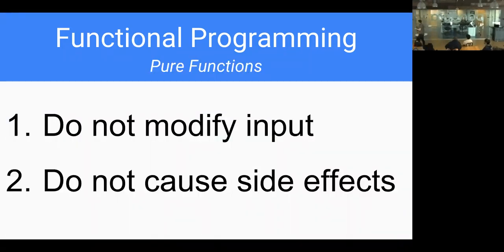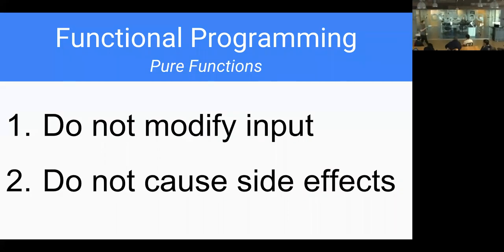So one of the main tenets of functional programming is this idea of pure functions, which we'll see a lot of when we talk about state in React. We'll get to that in a minute. So the main things behind pure functions are that you should not modify the input that you're given, and you should not have any side effects because of that function.